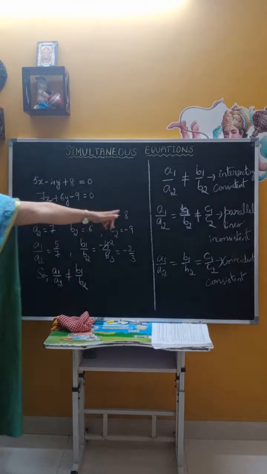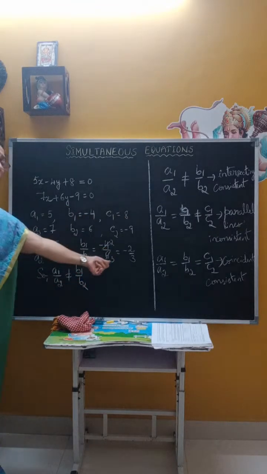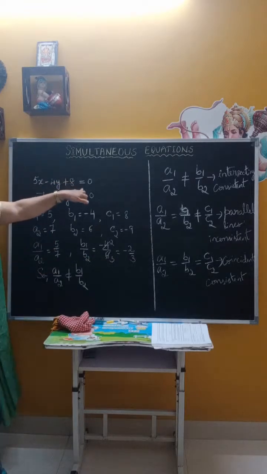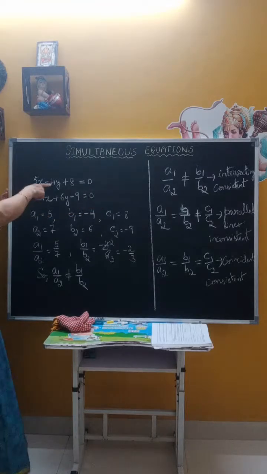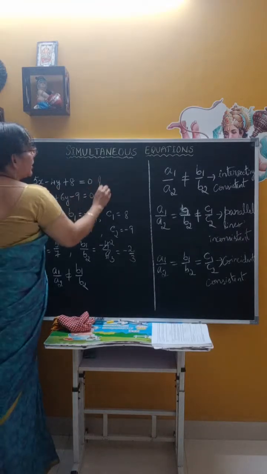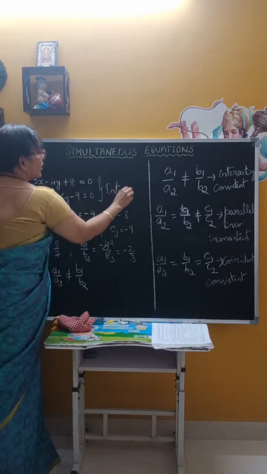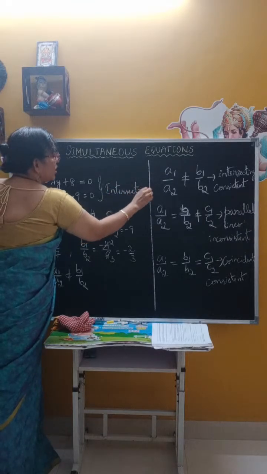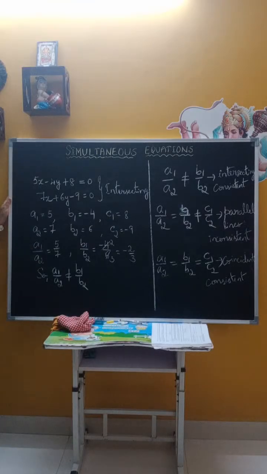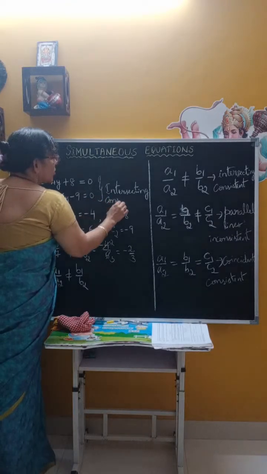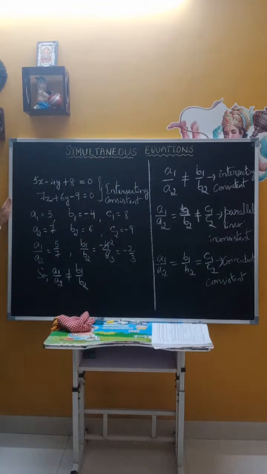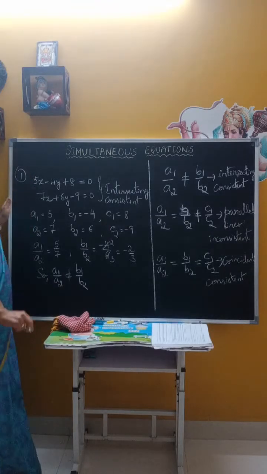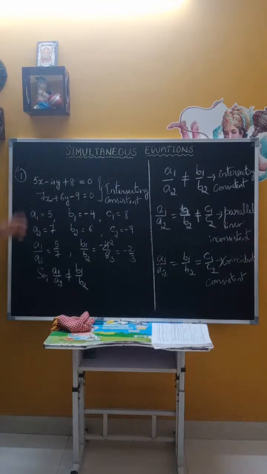Then is there a need of finding c1 by c2? Not necessary, because here only we got the answer. So what type of lines are these? These are intersecting lines. So you can write the conclusion: the given pair of lines are intersecting lines. If the lines are intersecting, what do you say about the solutions? Solutions are consistent. We get a unique solution, a distinct solution for these two lines. Okay, so this is the first sum. Now let us go for the second sum. You finish this.